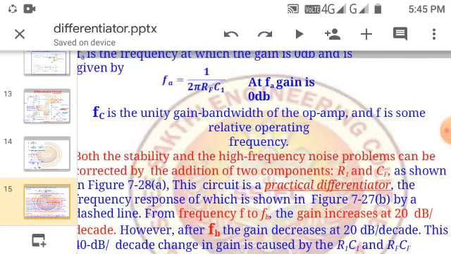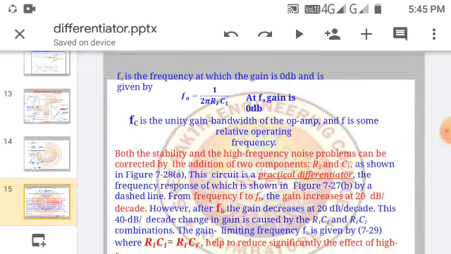Both the stability and the high frequency noise problem can be corrected by the addition of two components, R1 and CF. So R1 and CF will shape the output based on the selection of RF, R1 and CF. We can get the output without any roll off.